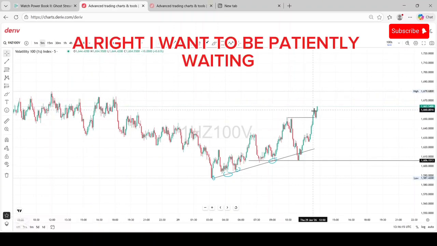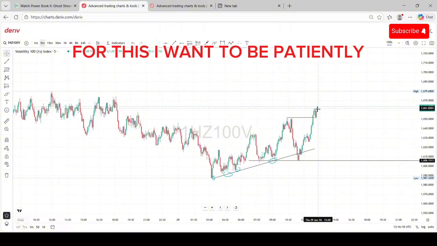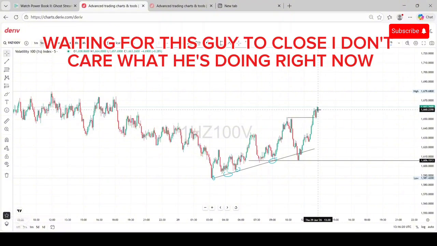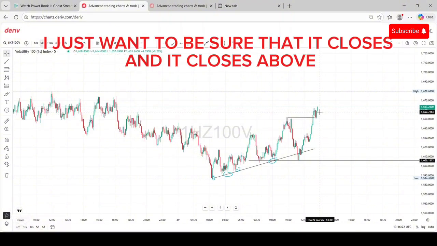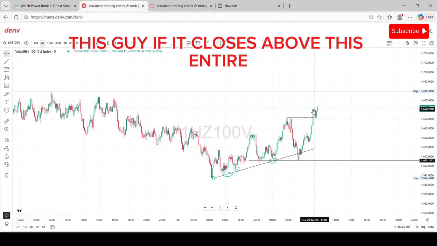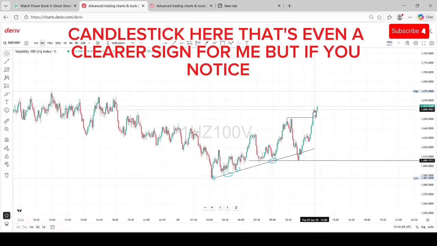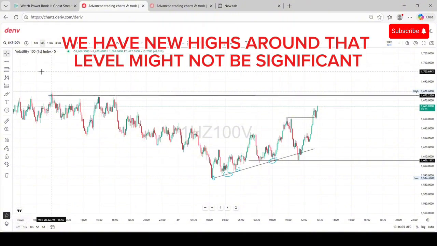All right, I want to be patiently waiting for this guy to close. I don't care what it's doing right now. I just want to be sure that it closes, and it closes above this guy. If it closes above this entire candlesticks here, that's even a clearer sign for me. But if you notice, we have new highs around that level.